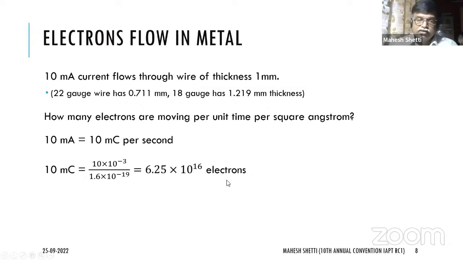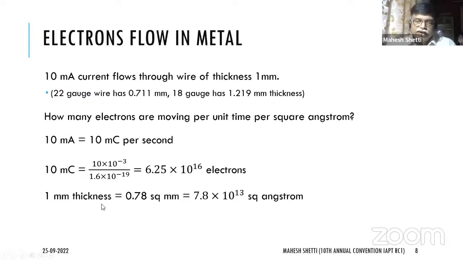But those are the total number of electrons flowing through the entire thick wire. Now, for 1 millimeter thickness, we have pi r square, since 1 millimeter thickness is actually the diameter. So pi r square is 0.78 square millimeter. When I convert that into angstrom, 1 millimeter is 10 raised to 7 angstroms, and I get a number like 7.8 into 10 raised to 13 square angstrom.